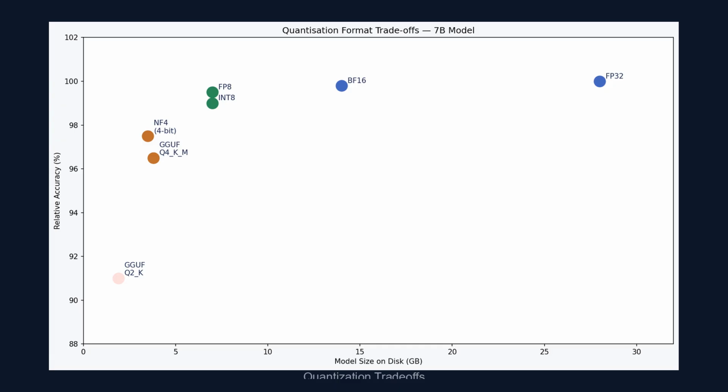The formats cluster in a clear pattern. BF16 and FP8 sit in the upper right, high accuracy, larger files. INT8 holds close to full accuracy at meaningfully smaller size. As you move toward Q4_K_M and Q2_K in the lower left, file sizes drop significantly, but accuracy starts to degrade.